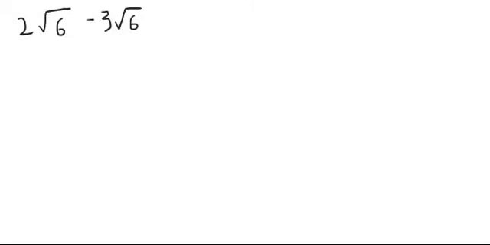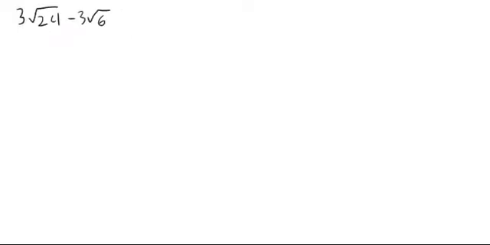So for question 2, we have 2 root 6 minus 3 root 6. So we have the same roots, root 6 in both. So you can just subtract the numbers. So 2 minus 3 is minus 1. So it will be minus, we assume there's a 1 there, even though we don't actually write it, minus root 6. So that is the answer for this question.